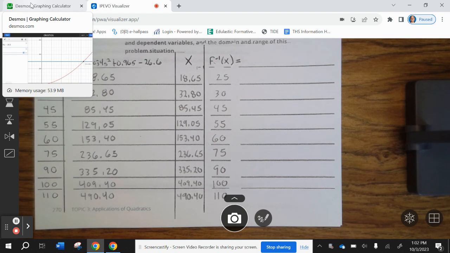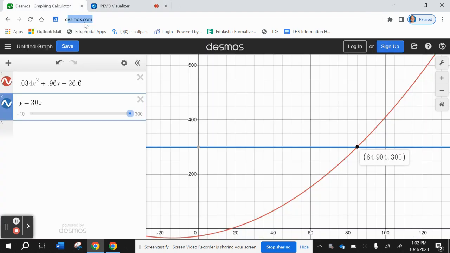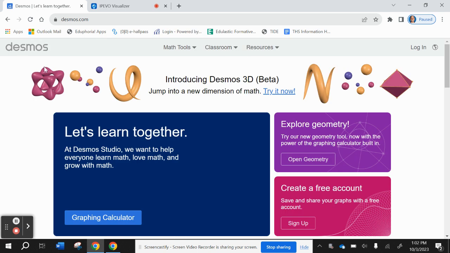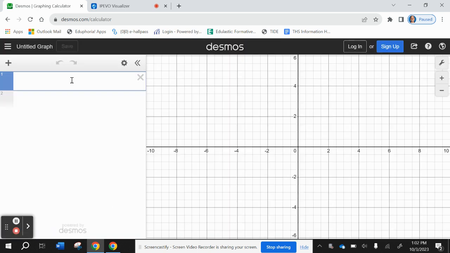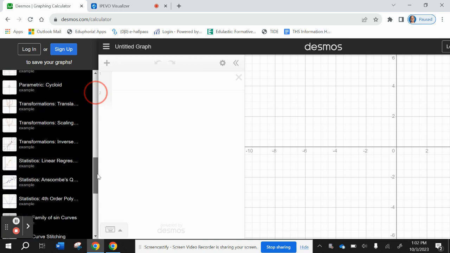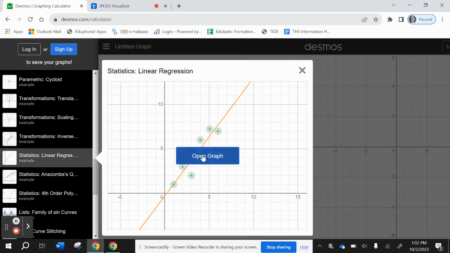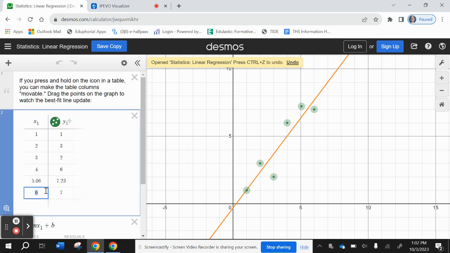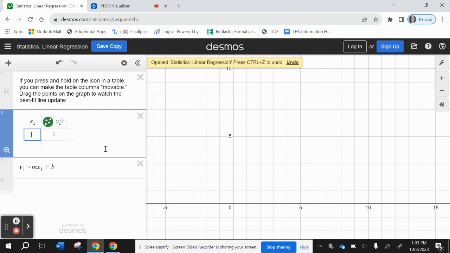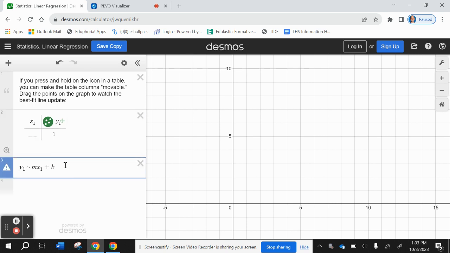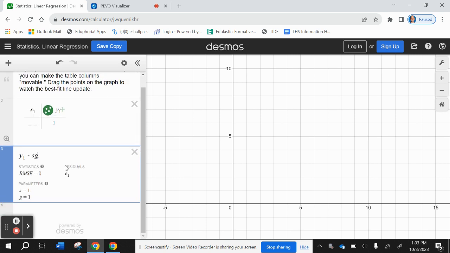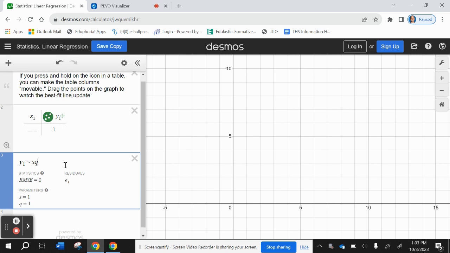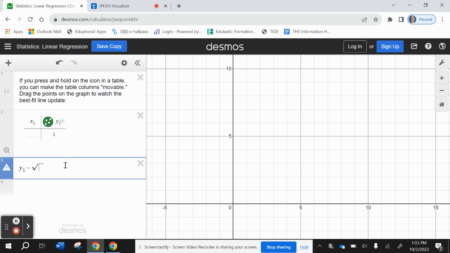So we're going to go to Desmos, graphing calculator, statistics, linear regression, open graph, remove points. The inverse of a quadratic is square root. So we need to do square root of bx. Okay. And then we're going to plug in the values.